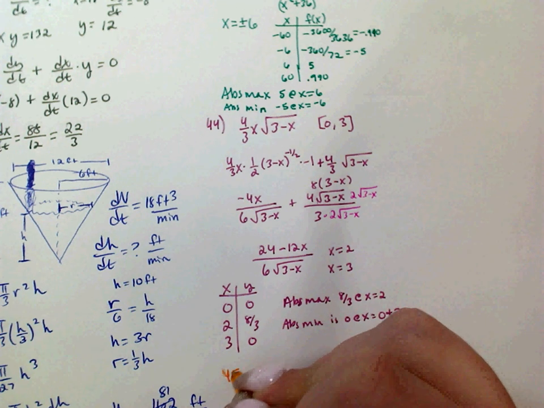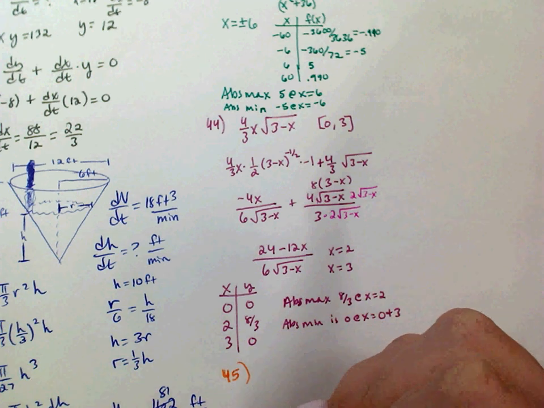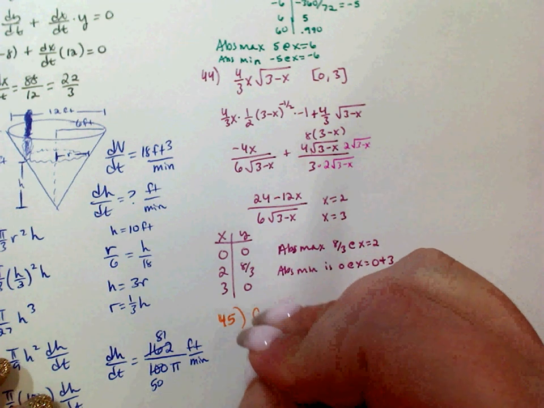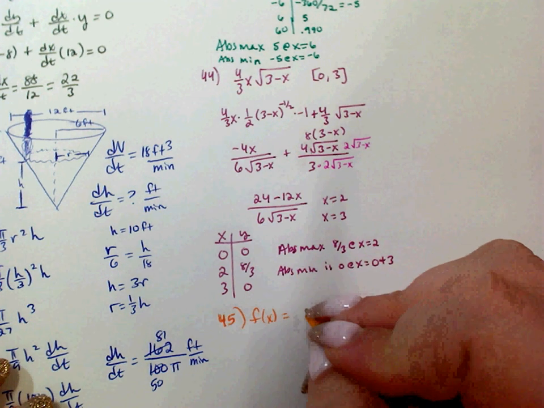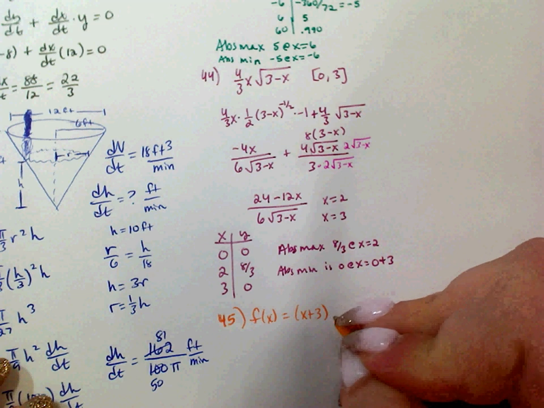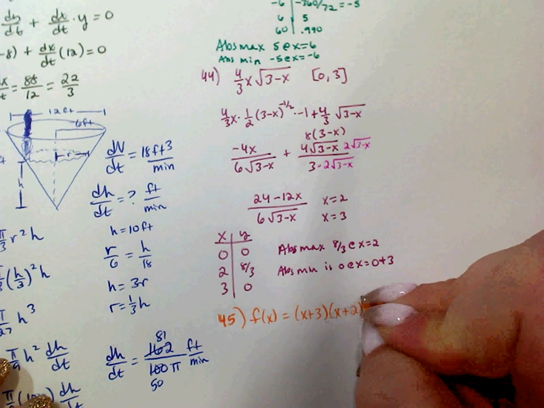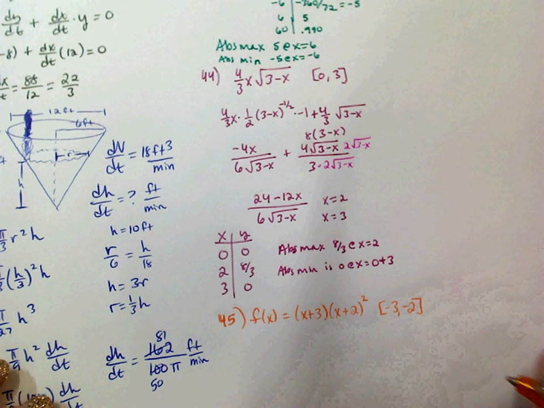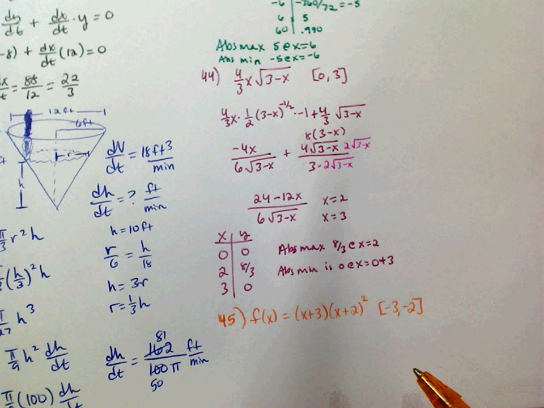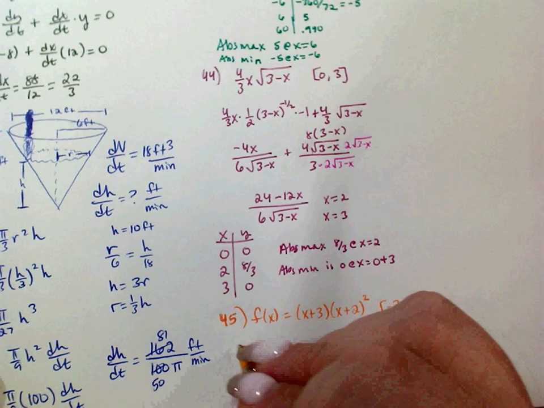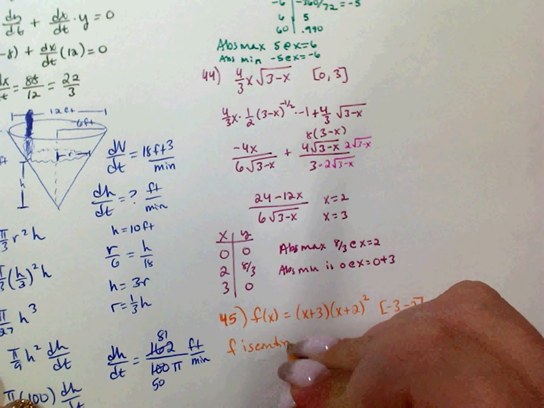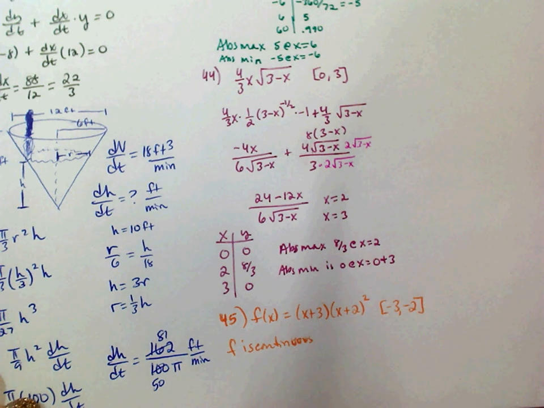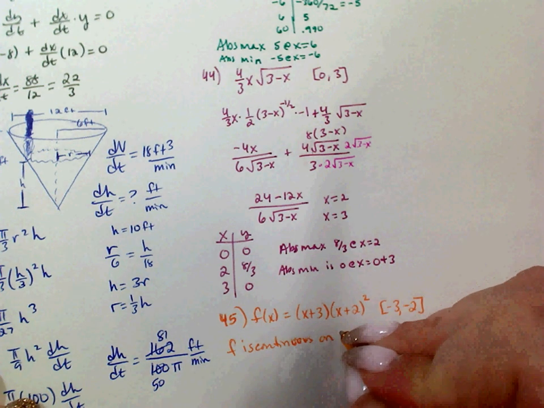So 45 says f of x equals x plus 3, x plus 2, quantity squared, on the interval -3 to -2. Well, here's what I know. I know that this is a continuous function. It's continuous forever because it is a polynomial, and so I'm just going to go ahead and identify it's continuous on the closed interval.